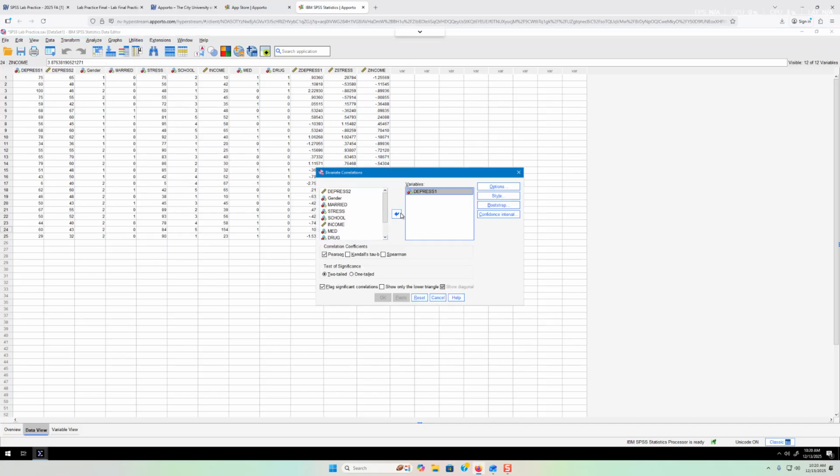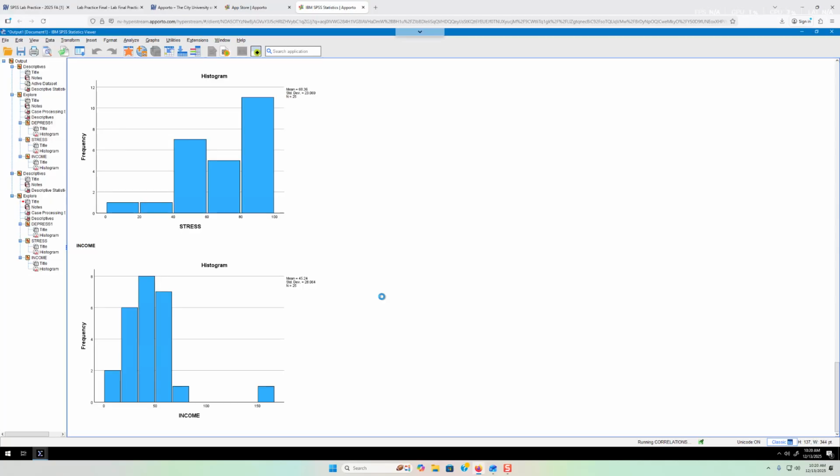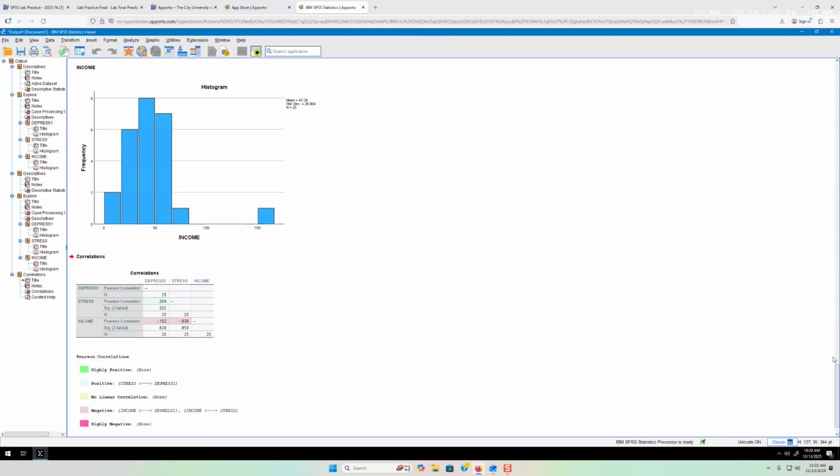We want depression 1 again, stress and income. We want to make sure we have Pearson, two-tailed, and check off all 3 of these bottom ones. And hit OK. And here are my correlations.